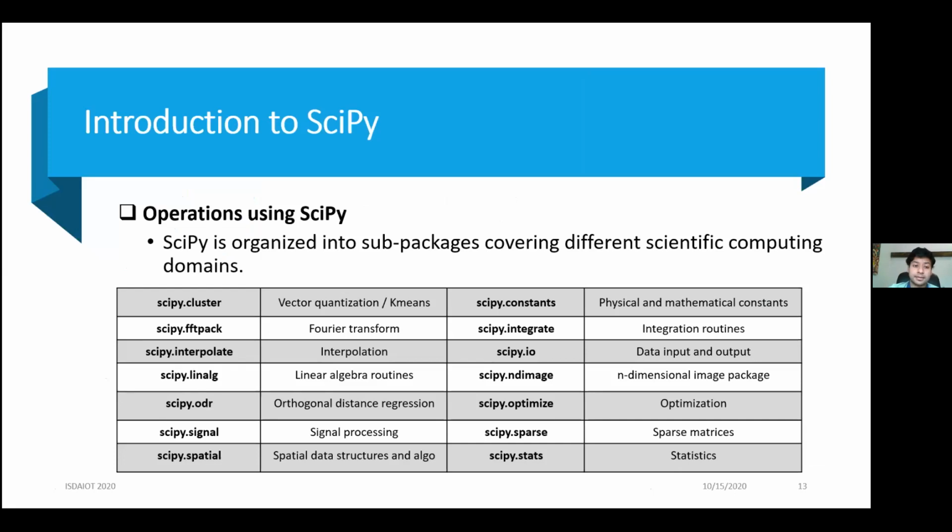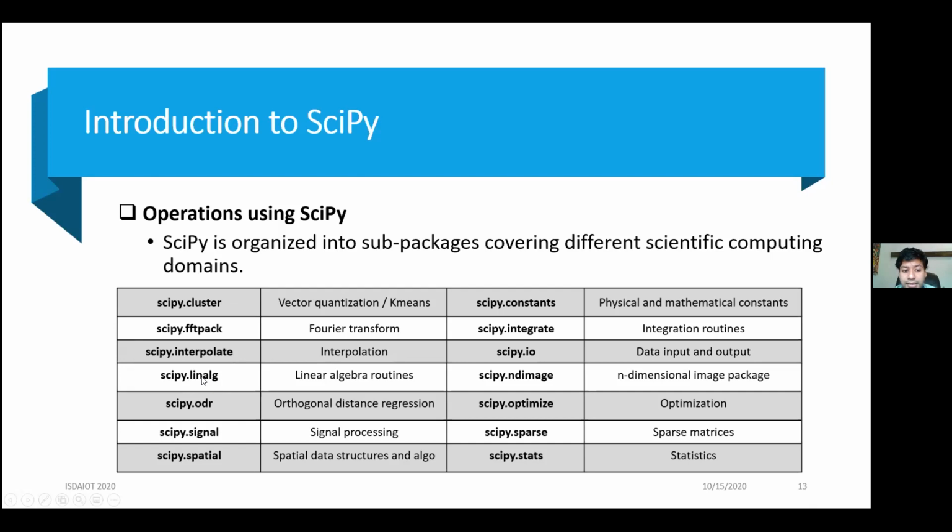Here are some of the subpackages that cover different aspects of scientific computing. For example, scipy.cluster is mainly used for vector quantization or k-means. Any data for which we want to find clusters, we can use this module. Then fftpack, we can use for Fourier transform. Then there is interpolate, which we use to do interpolation on the data and find missing data or some intermediate data from a data series.